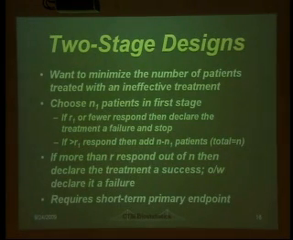Sometimes these phase 2 trials are done in 2 stages. Basically, we want to minimize the number of patients that are treated with an ineffective treatment. So the way this is done is we enroll a certain number of patients in the first stage, and if we don't have enough responses in that first stage, then we would stop at that point and not continue enrolling the rest of the patients. If we have some minimum number of responses, then we would keep going. Doing a 2-stage design generally requires some kind of short-term primary endpoint, not a long-term endpoint.